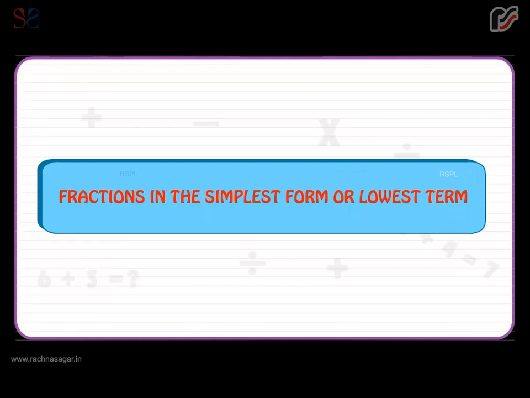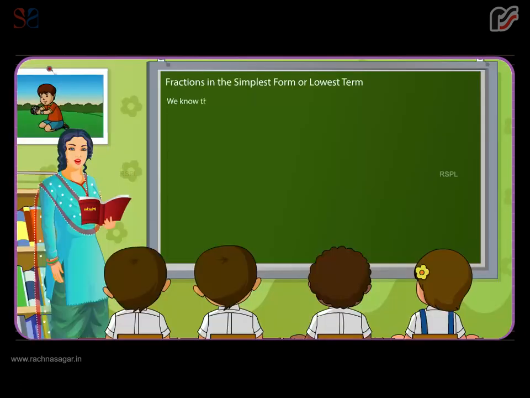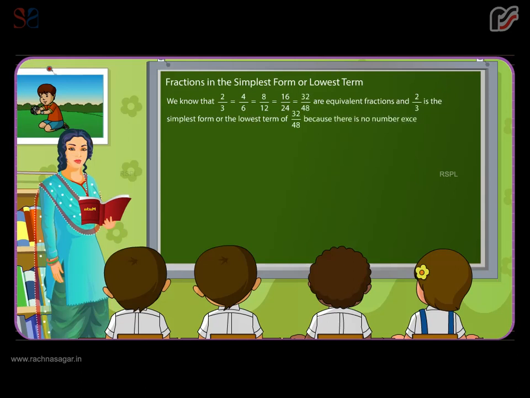Fractions in the simplest form or lowest term. We know that 2/3 is equal to 4/6, which is equal to 8/12, which is equal to 16/24, which is equal to 32/48; these are equivalent fractions. And 2/3 is the simplest form or the lowest term of 32/48 because there is no number except 1 that divides 2 and 3 exactly.